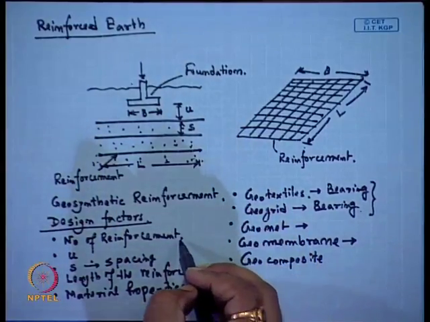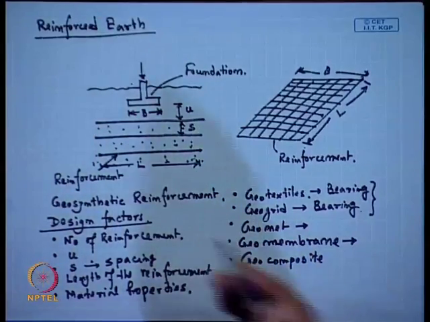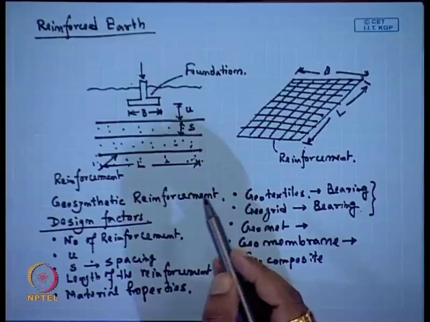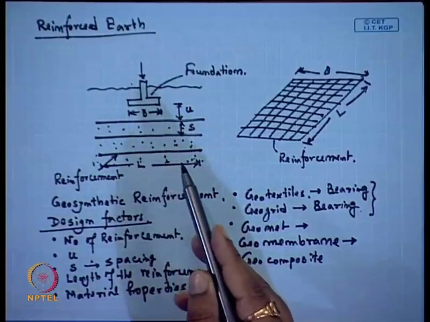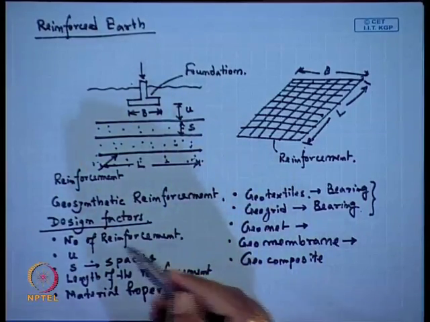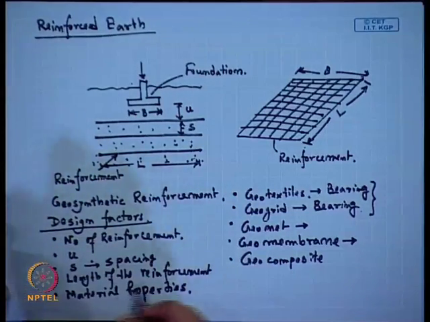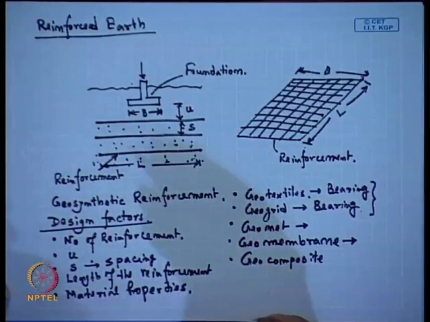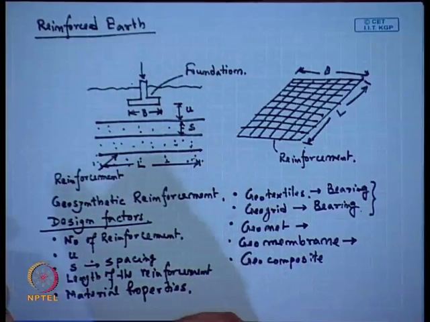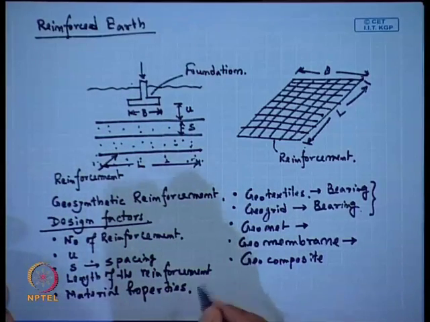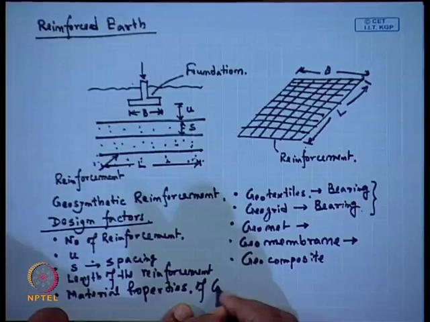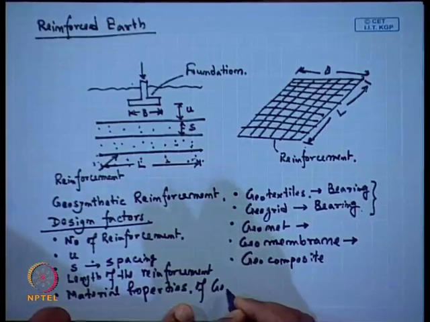So now, first we have to decide the number of reinforcement layers that we will provide, then where we will place the first reinforcement layer and why this U is so important, then the spacing between two reinforcement layers, the length of the reinforcement and why it is very important, and the material properties of the reinforcement, of the geosynthetic.